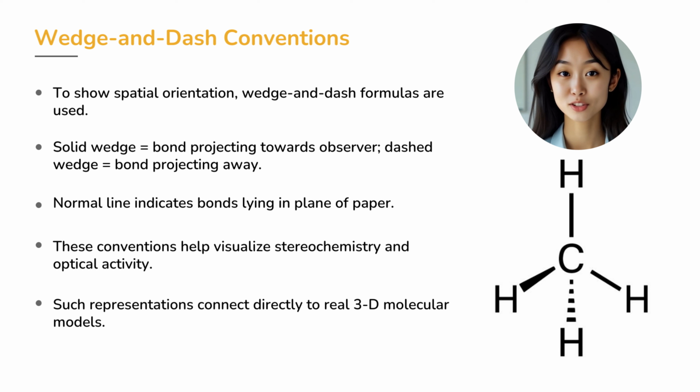On paper it looks flat, but in reality, it is a tetrahedron with bond angles of 109.5 degrees. By drawing one hydrogen with a wedge and another with a dash, we finally capture its three-dimensional shape. This system is essential for stereochemistry and optical isomerism. In short, wedges and dashes are your 3D glasses for molecules.